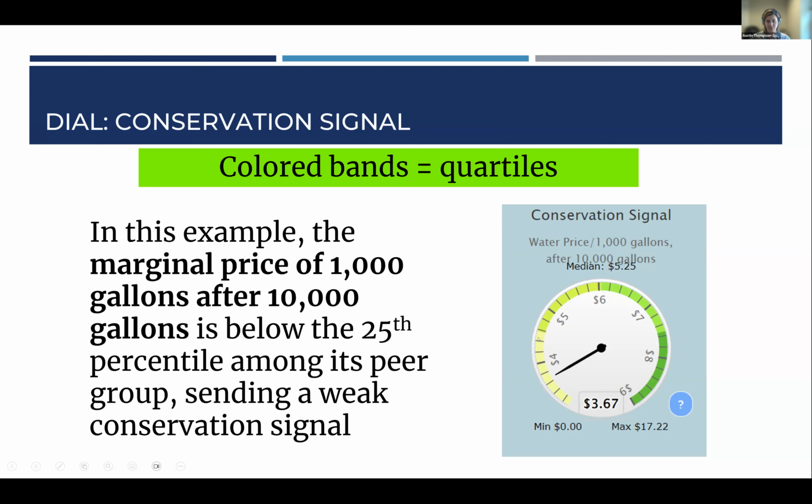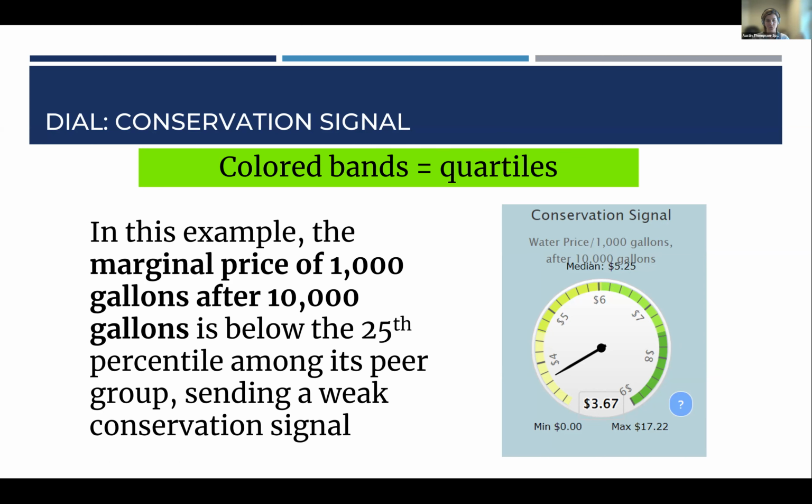So you basically have the bottom 25% of conservation signal, 25 to 50, 50 to 75, and 75 to 100. And you can see here that the conservation signal that Tuscaloosa is sending is quite low. It's $3.67 for that additional 1,000 gallons. The median for utilities in the survey is $5.25, and the maximum is $7.22. And the reason that you see a minimum of $0 is probably because a utility within the survey just charges a flat charge, right?